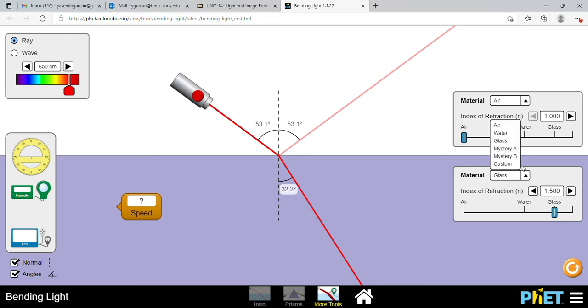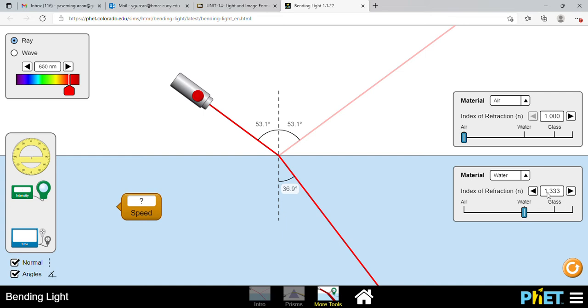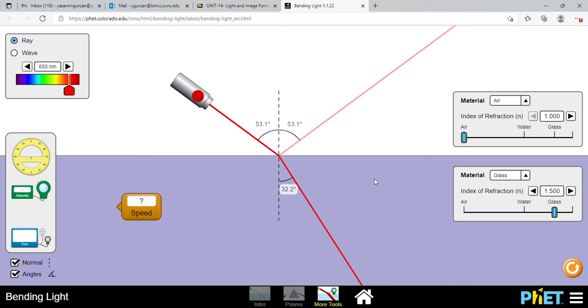And when you choose, let's say, another one, which is water, then it's going to be 1.33. And you can see that because the index of refraction is less here, the bending is, you see how much the bending happens with respect to glass. So the glass bends it more, right? Because its index of refraction is more.